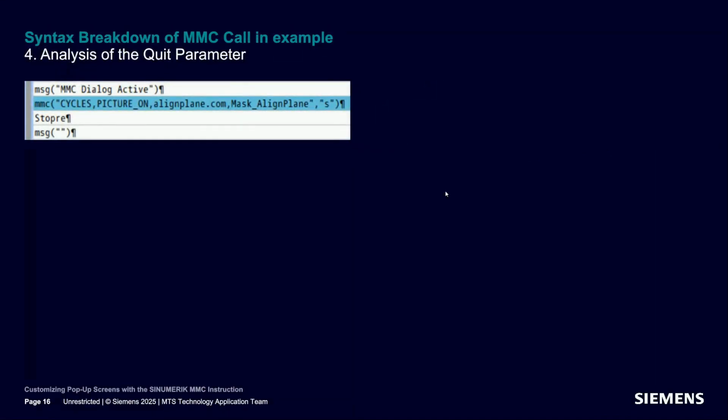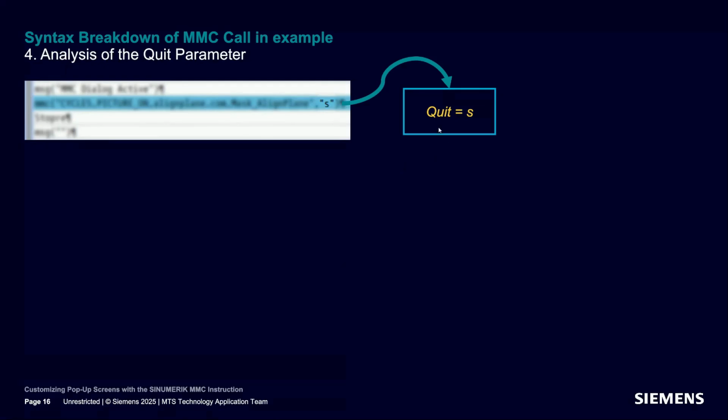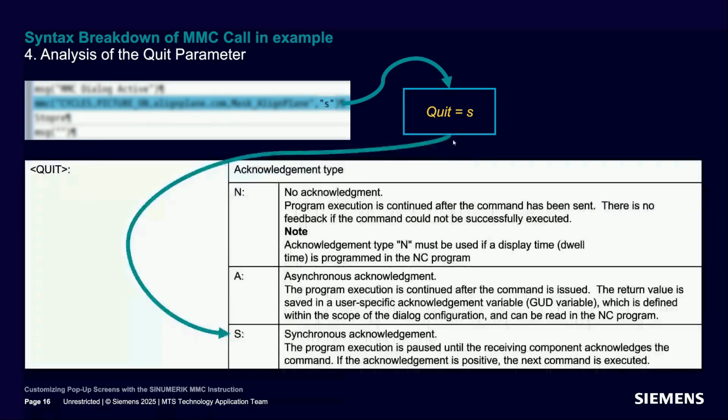The last parameter is called the quit parameter. So in our case, we specified it as S. There's 3 permissible values for the quit parameter, which is the acknowledgement type. It could be no acknowledgement, asynchronous acknowledgement, or synchronous acknowledgement. In the case of no acknowledgement, the MMC command is just going to proceed after it's executed. We won't have feedback if it was executed successfully or not. This is what I think we're going to use a lot of times in the picture off command.